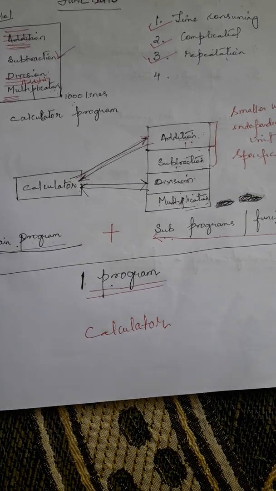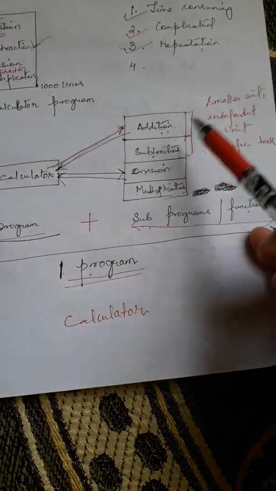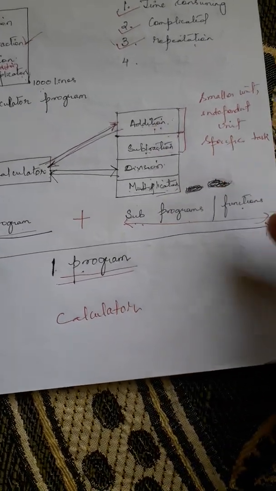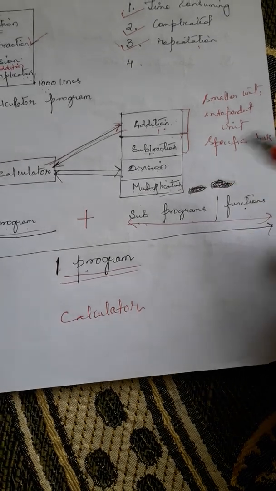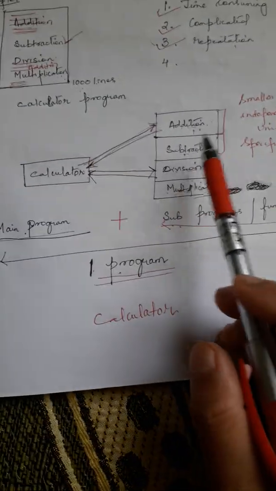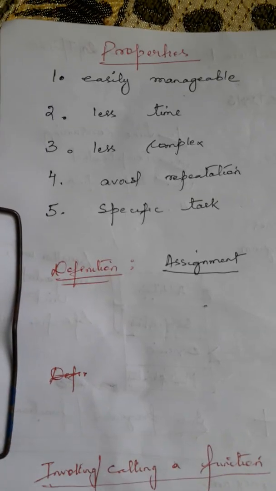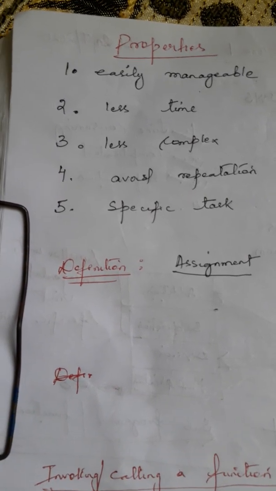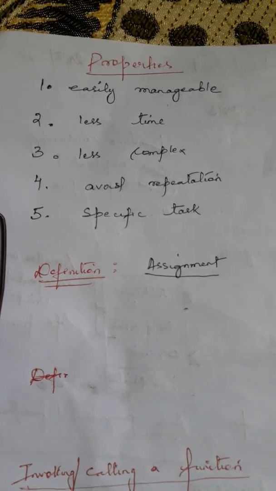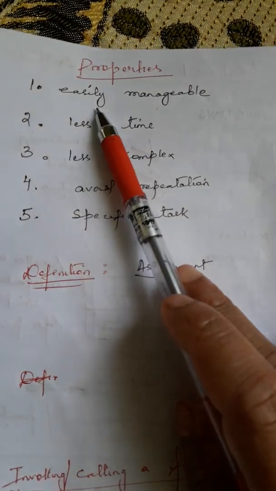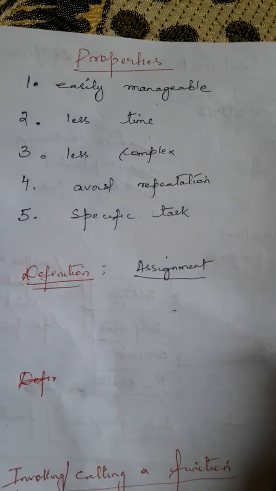Fine. So breaking down a large program into smaller independent units to carry out a very specific task. They will be connected with each other with the help of a calculator. Now, the advantage of dividing a large program into smaller programs is this. Your program becomes easily manageable. You'll be able to manage it easily.